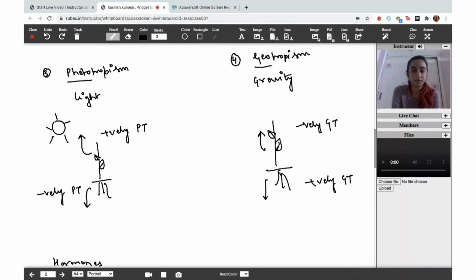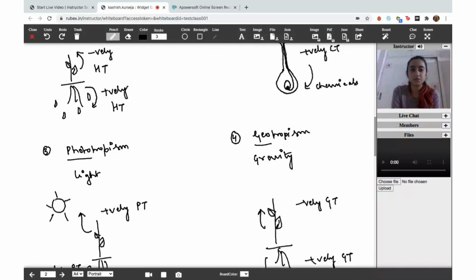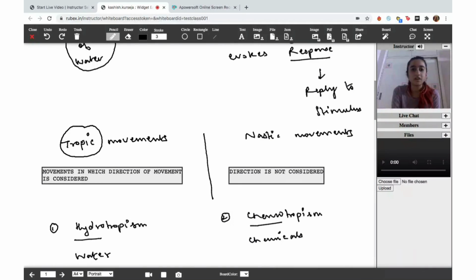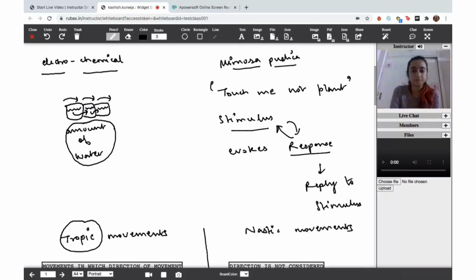After that, we have different types of movements. Phototropism, response to light. Geotropism, response to gravity. Hydrotropism, response to water. Chemotropism, response to chemicals. Difference between tropic and nastic movements. Tropic movements in which direction is to be considered, as we just saw. Nastic movements in which direction is not to be considered. Then stimulus invokes a response always.